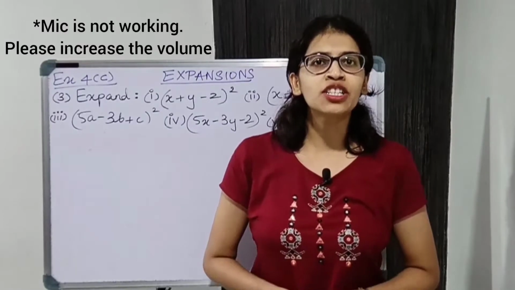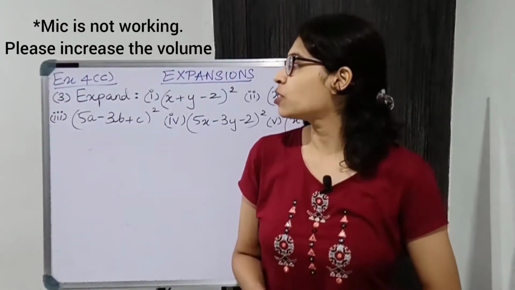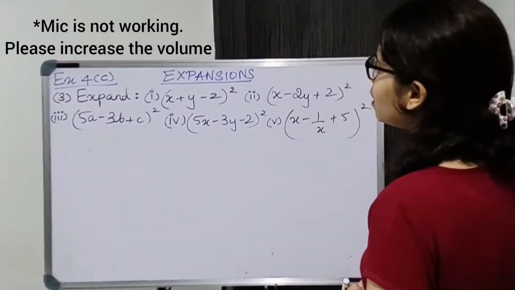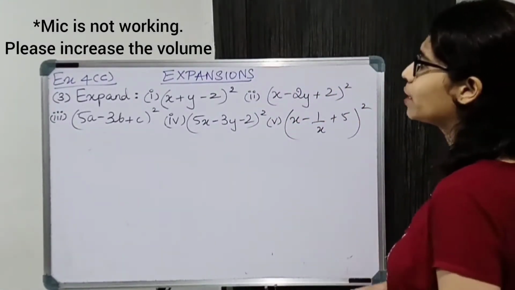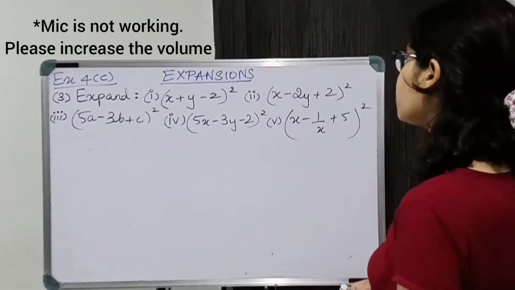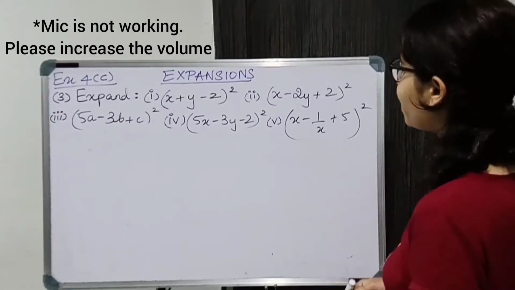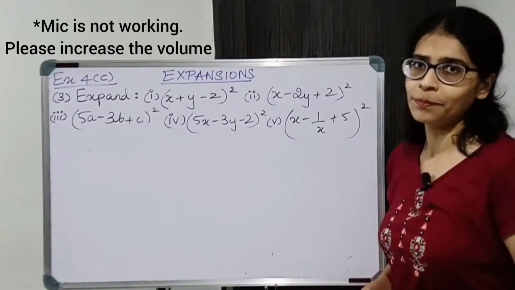In this video, we'll continue with exercise 4C from chapter expansions. So starting with question number 3, expand first part x plus y minus z the whole square, second part x minus 2y plus 2 the whole square, third part 5a minus 3b plus c the whole square, fourth part 5x minus 3y minus 2 the whole square, and fifth part x minus 1 upon x plus 5 the whole square.